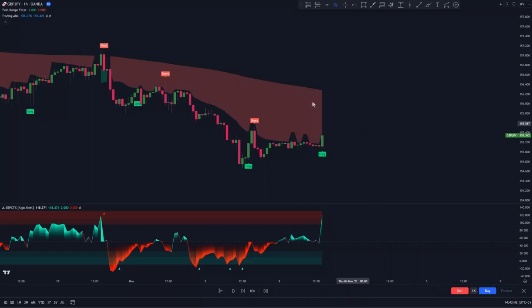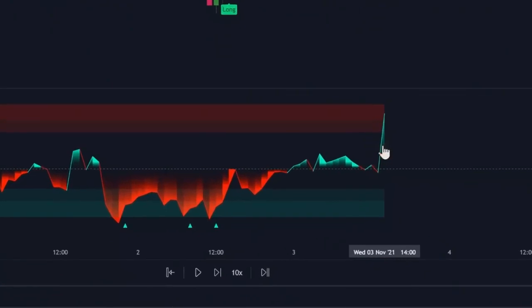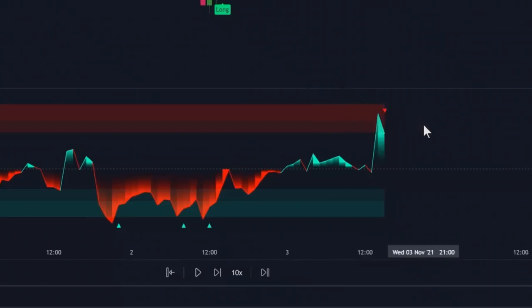For short trades, we're going to do the opposite. So first, the trend ribbon of the trading ABC indicator should be colored red and the price should be trading below it. This indicates that the market is in a bearish trend. Second, the Bollinger Band's percentile line, this green wave right here, should break above the upper band of the Bollinger Band's percentile indicator.